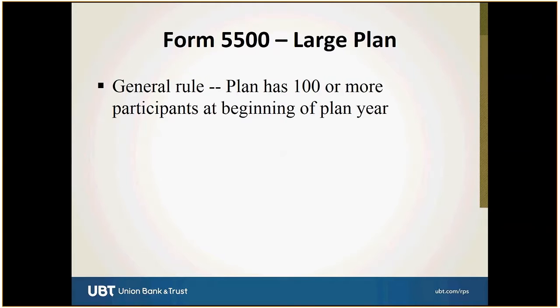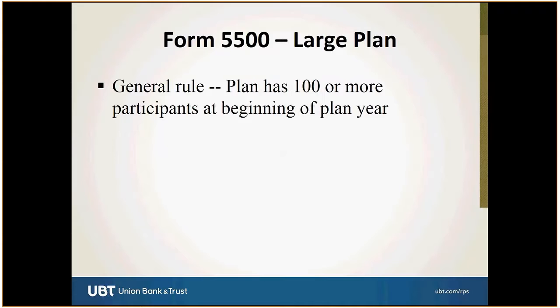So the 5500 is going to be filed by a large plan filer, and a large plan filer is a plan that has 100 or more participants at the beginning of the plan year. And a participant means anybody with an account balance and anybody who's eligible to participate in the plan, but who does not have an account balance.